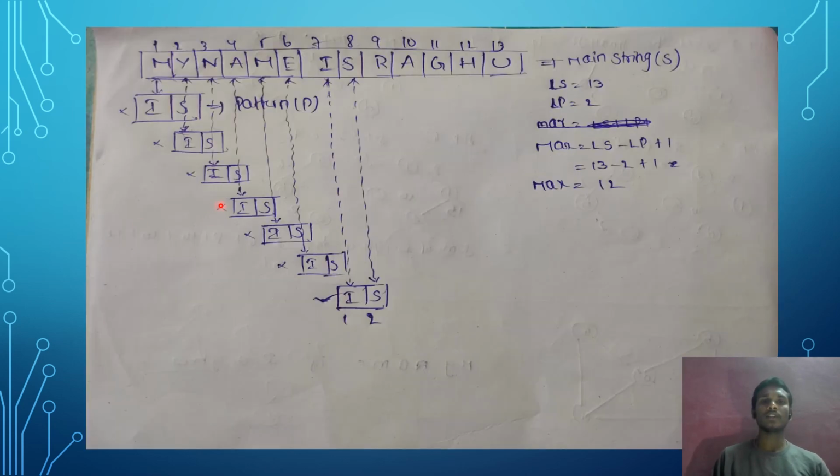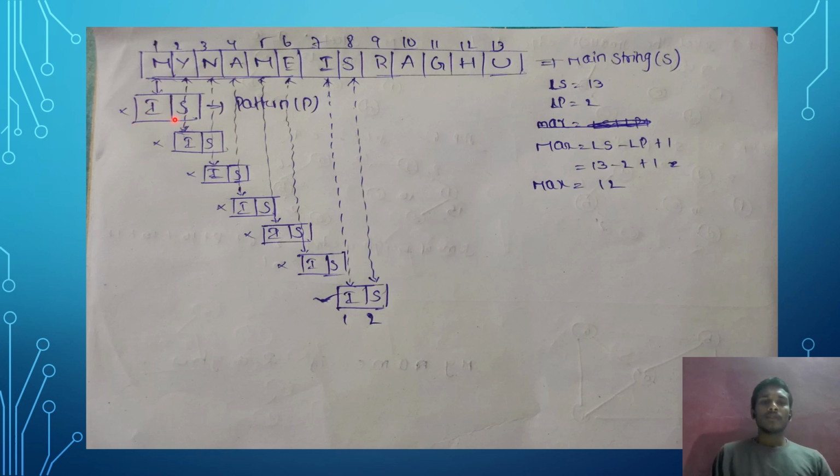Now let's see an example. In any algorithm, the graphical representation is a must to learn easily. Now let us take an example of the main string as "my name is Raghu". Here the length of the main string is 13 and the required pattern is "is". The length of the pattern is 2.